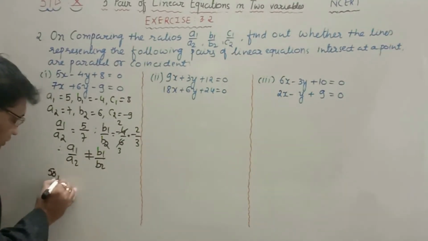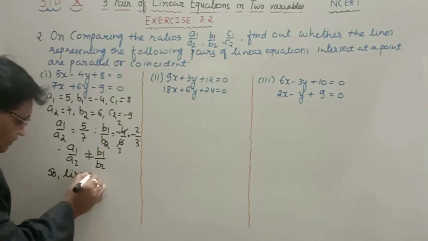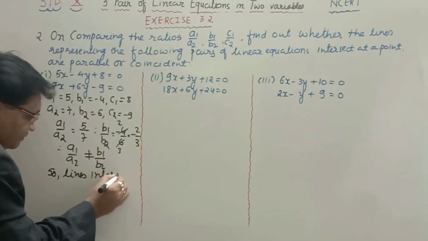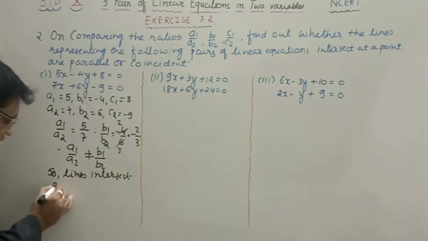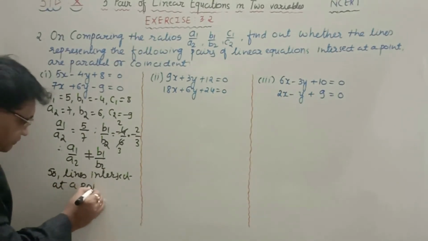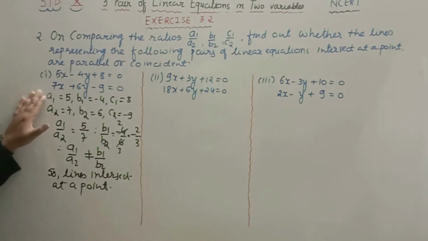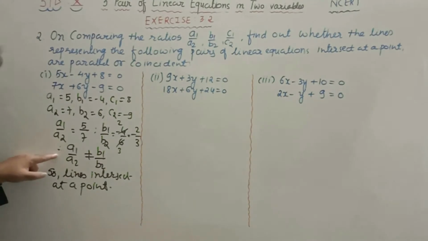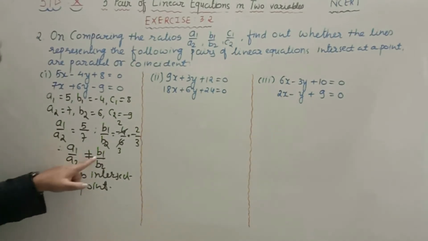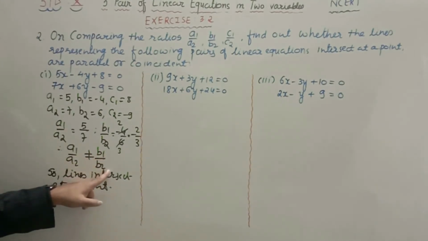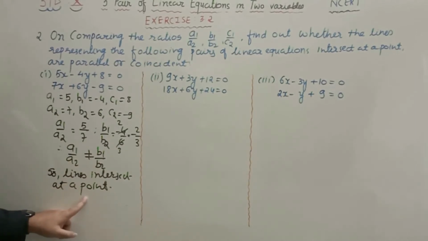So lines intersect at a point. तो यहाँ पे हमने A1 B1 C1, A2 B2 C2 की वैल्यू लेके A1 by A2 is not equal to B1 by B2 लाया, right? So lines are intersecting lines.